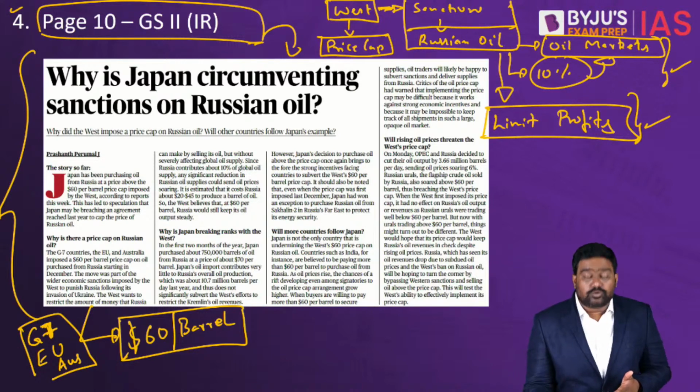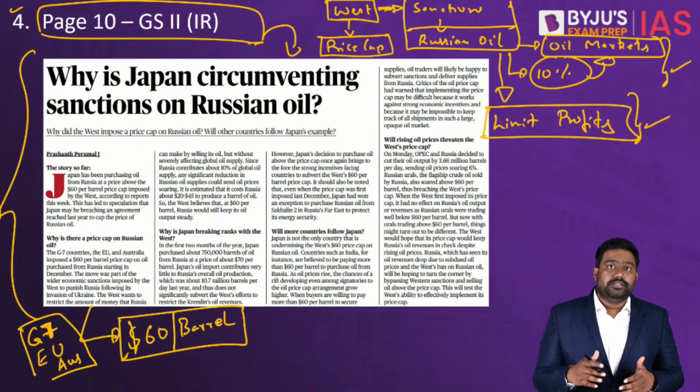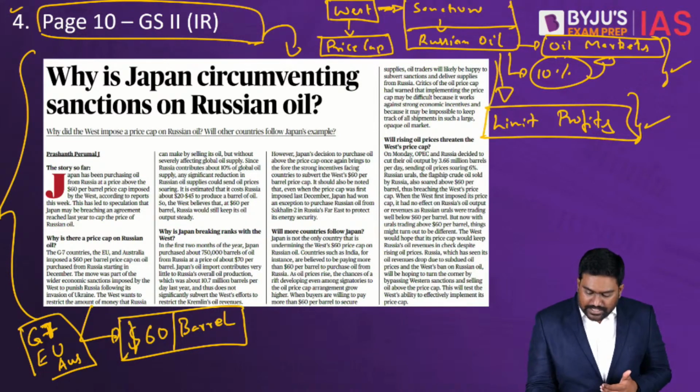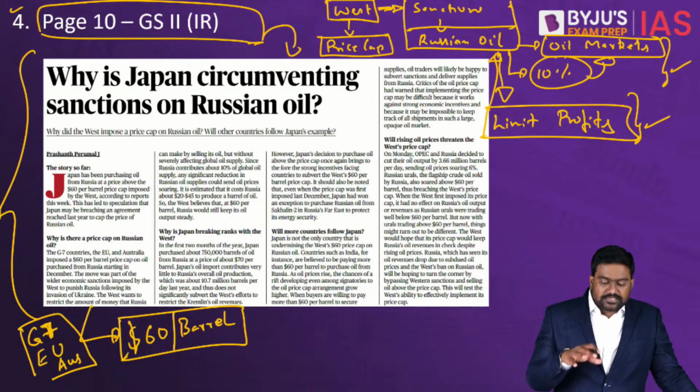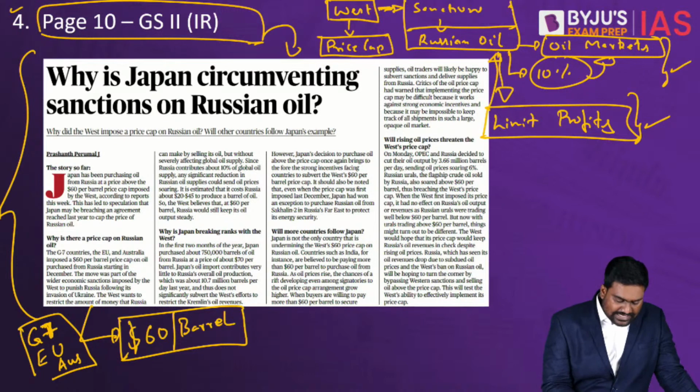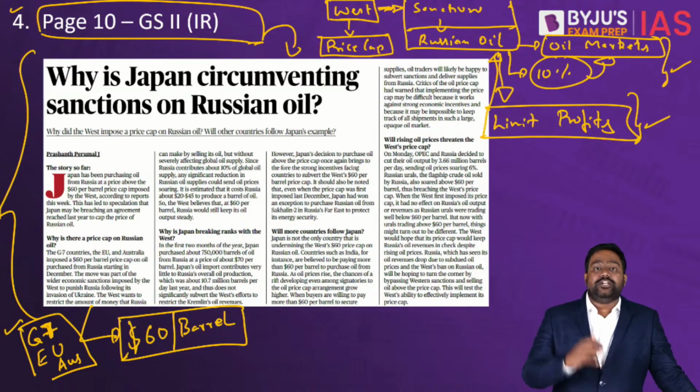At the same time, it would cut off Russian profits. The profit margin would be cut, thereby crippling Russia's war in Ukraine. So that is why Western countries took a balanced approach. They placed a price cap of $60 per barrel on Russian oil exports.